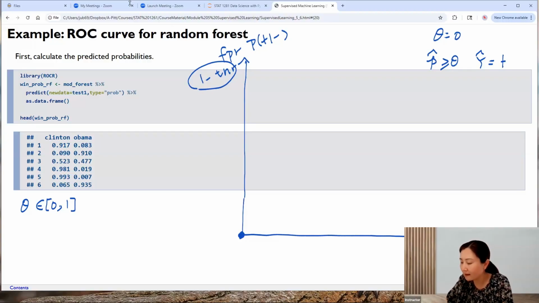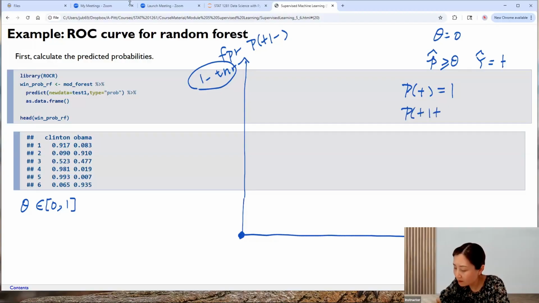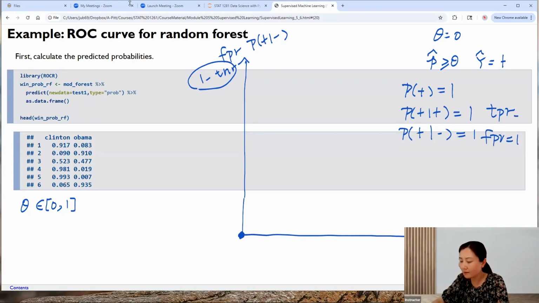So this is one extreme case, right? In this case, the probability of positive is equal to 1 always. Consequently, the probability of positive given positive is also equal to 1. And the probability of positive given negative is also equal to 1. Is that right? Because no matter what, it's always equal to 1. Right? So the true positive rate is 1, and the false positive rate is also equal to 1. So apparently this corresponds to this point.